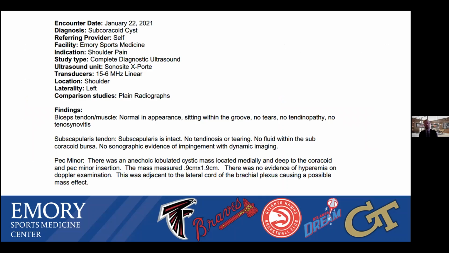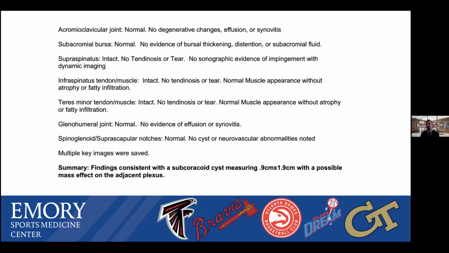So I've gone through each aspect of the protocol and how you'd write it within our write-up, but just a couple aspects to add. When you're starting to write it up, you want to have the date, the diagnosis, the referring provider, where it was completed, and what machine you used. And then if you had any sort of comparison studies, for which we only have the plain radiographs. And then importantly, always have a summary at the end. So our findings were consistent with the subcoracoid cyst that measured 0.9 centimeters by 1.9 centimeters with a possible mass effect on the adjacent plexus.